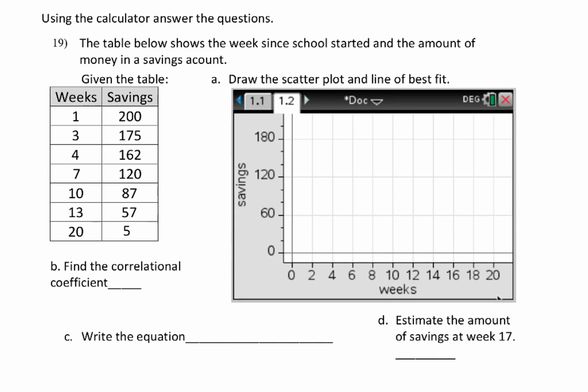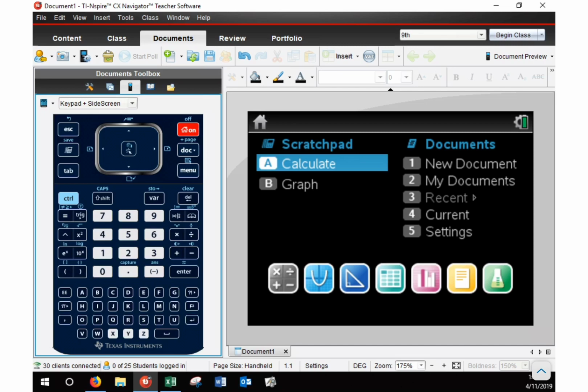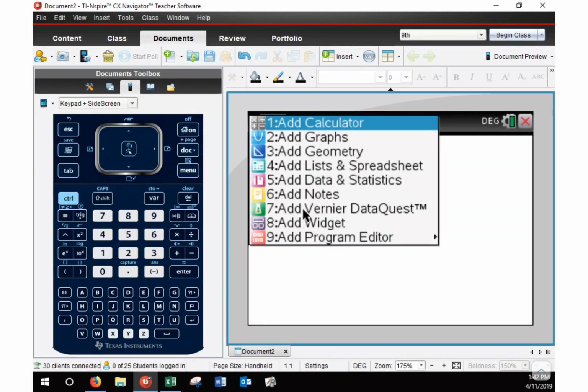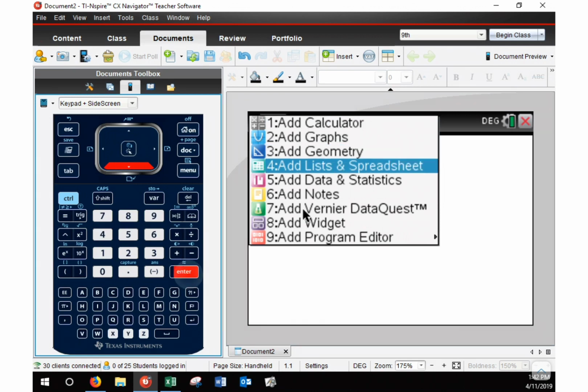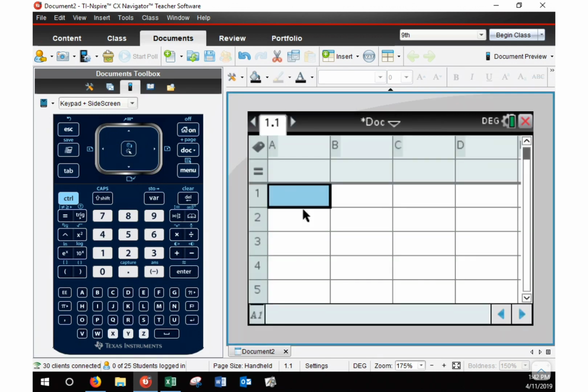Okay, now we're going to use the calculator to help us with these ones. So what I'm going to do is we'll take a look at the calculator, do some of this on the calculator, and then bring it back here for this section. Okay? As we start with the calculator, the first thing we want to do is go to New Document. Okay? And we're going to choose Lists and Spreadsheets. Okay? Because the first thing that we need to do is come up with our data.